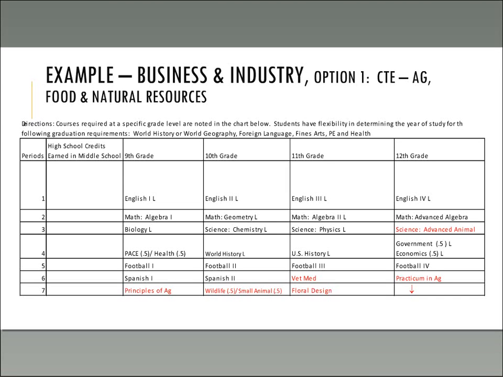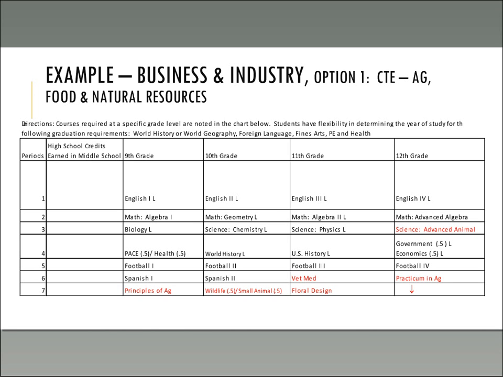Notice how he took practicum in ag. And usually a practicum class means that it's kind of on the job training where you actually get to work in that field. Now, the student didn't necessarily have to take an ag course after they met all their requirements. He could have taken anything that he wanted to take, but that's just what he chose.